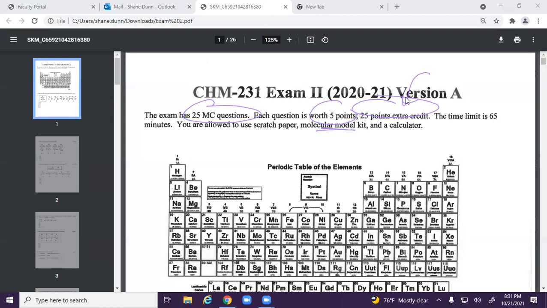You are allowed your model kit, which I would recommend bringing, just in case, because some of these problems might require it.